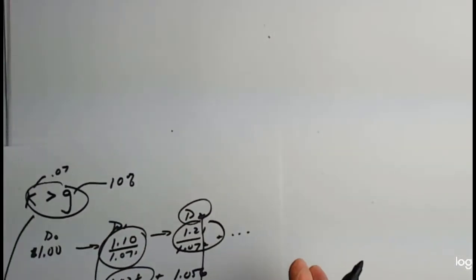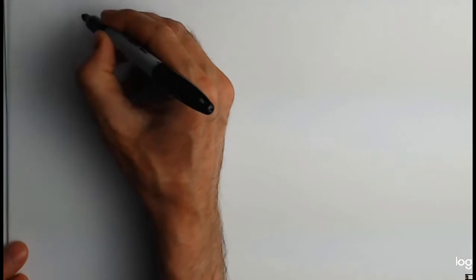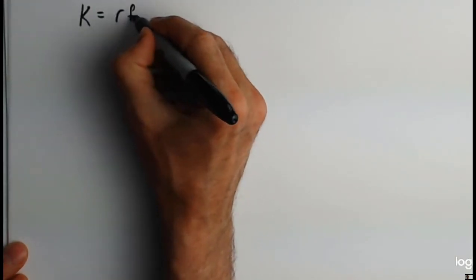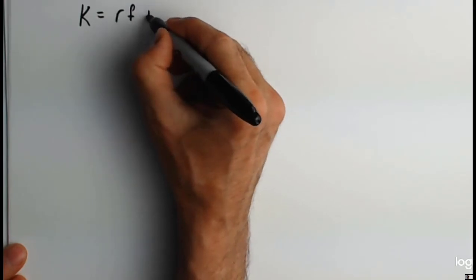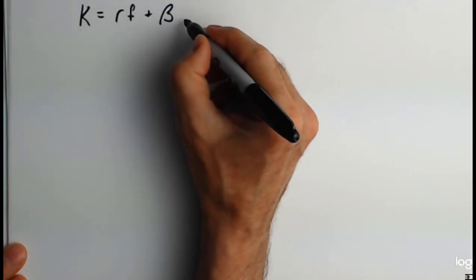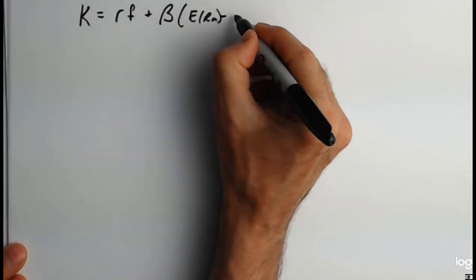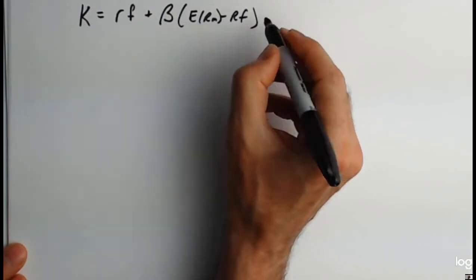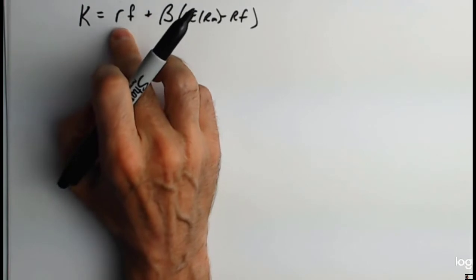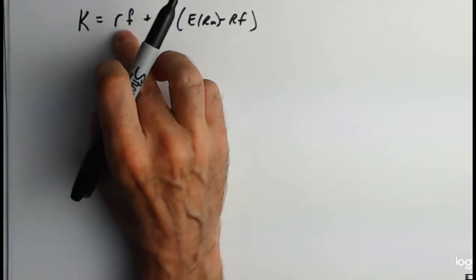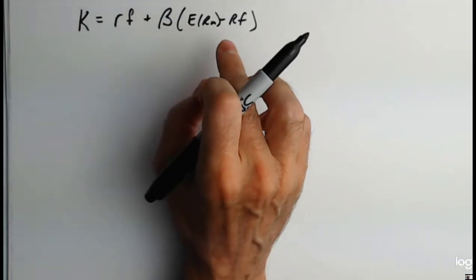Let's look at what K represents. So recall what K is. K is a discount rate. It is equal to the risk-free rate plus beta of the stock, which I'll explain in a minute, times the expected return on the market minus the risk-free rate. I use RF for the risk-free rate so it's clear. Sometimes the textbooks use just a little r. I'm just going to use RF.